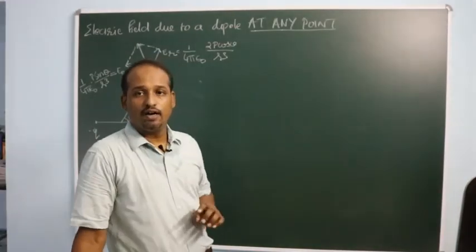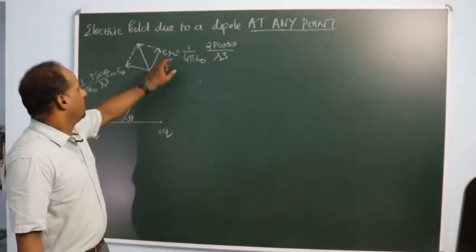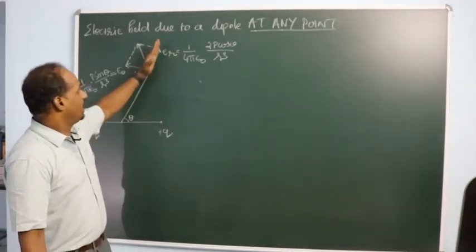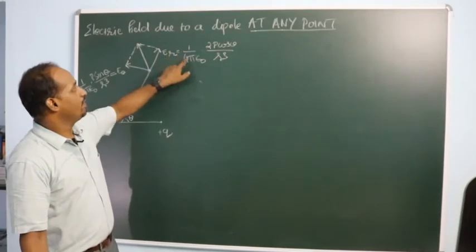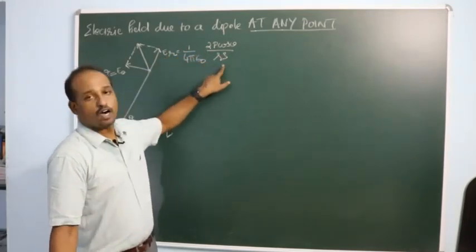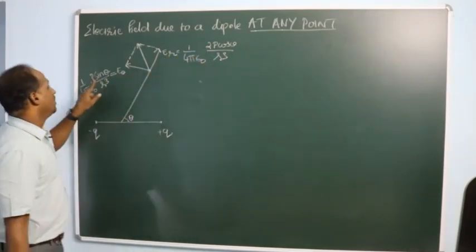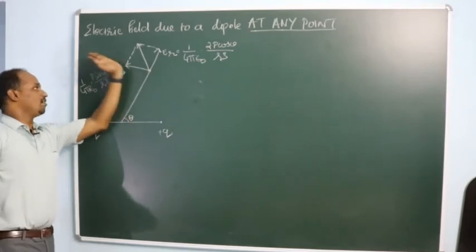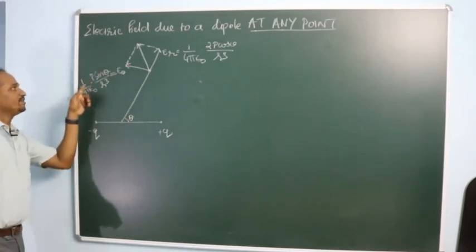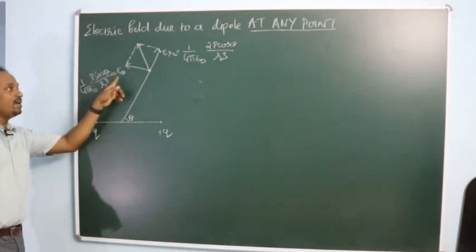Now we have found the electric field along the radial direction, E_r, which is 1 by 4 pi epsilon naught 2P cos theta by r cube, and the electric field along the angular direction as you move, which is 1 by 4 pi epsilon naught P sin theta by r cube.